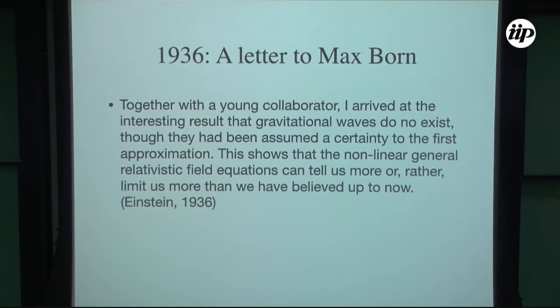And so in 1936, Einstein sent a letter to Max Born. It says, together with a young collaborator, I arrive at the interesting result that gravitational waves do not exist, though they have been assumed a certainty to the first approximation. This shows that the nonlinear general relativistic field equations can tell us more, or rather limit us more, than we have believed up to now. Look at this, Einstein, 1936.